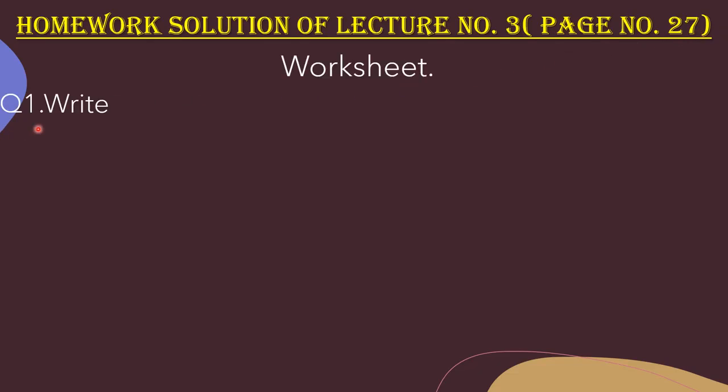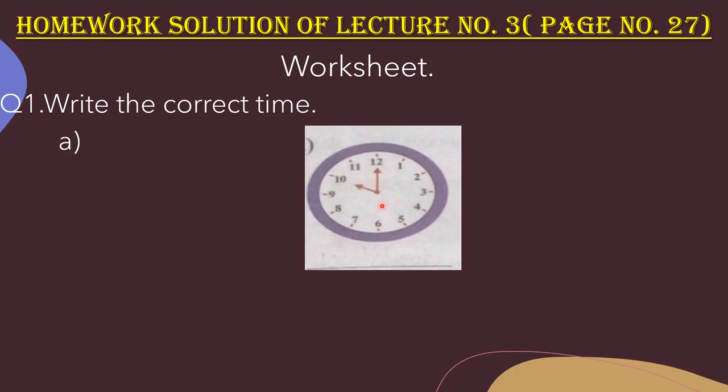So let's discuss question number 1. Write the correct time. So here let's see what is given to us. Here in A part it is given this clock. Now we have to see that where is the minute hand. It is at number 12 and the hour hand is at number 10. So how we can write the time? That is 10 o'clock. Okay, in another way how we can write 10 colon 00.